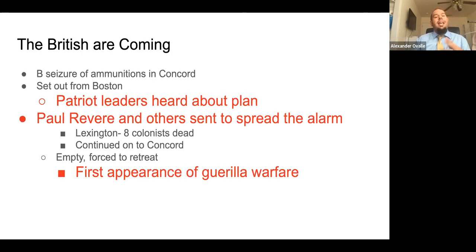So Britain seized ammunition, and from there they're going to set out from Boston. Anyways, Patriot leaders heard about this plan. You have Paul Revere and others sent to spread the alarm. They're called Minutemen. And there's going to be a little skirmish at the Battle of Lexington. 8 colonists died. They continued on to Concord. They found the ammunition empty, so they were forced to retreat. And this is the first appearance of guerrilla warfare. This hit and run, hide and seek kind of fighting is actually going to help the colonists.